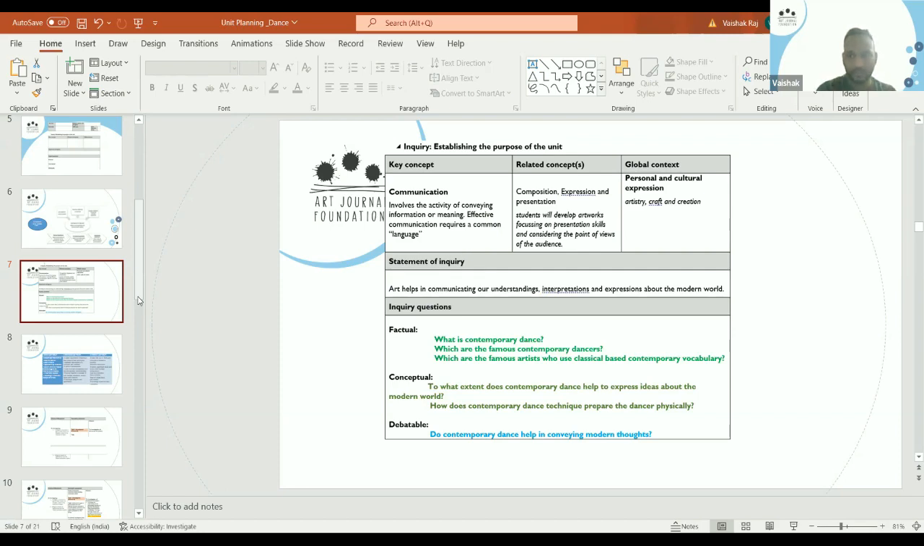If you're new to constructing these three questions, easy is what questions. There's no compulsion, but what questions usually come into factual, how questions mostly come into conceptual. Debatable: is it, do you, to what extent, these phrases come in debatable questions.